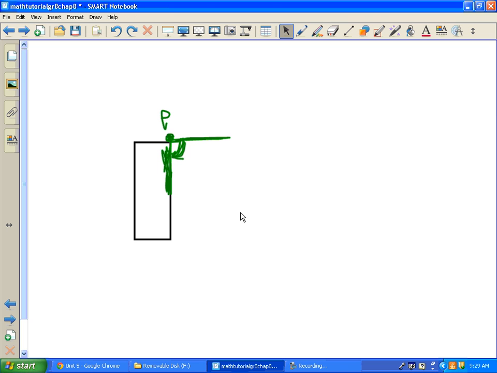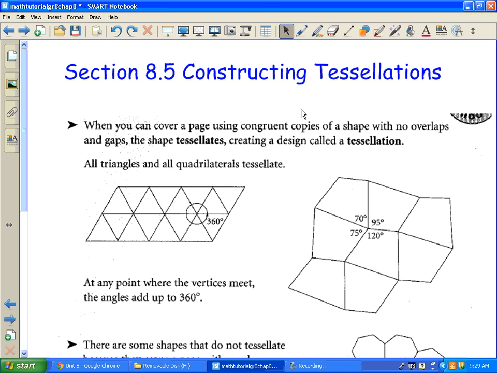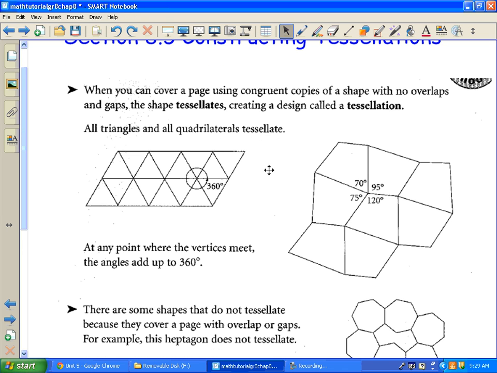Section 8. Oh, there we go. Section 8.5, constructing tessellations. Now this is the last section in this unit, and it's probably one of the easier sections too.